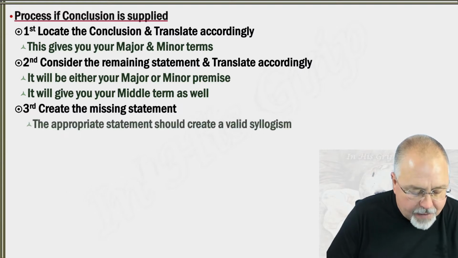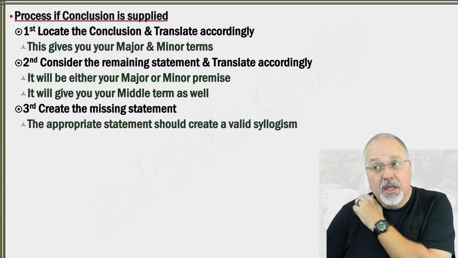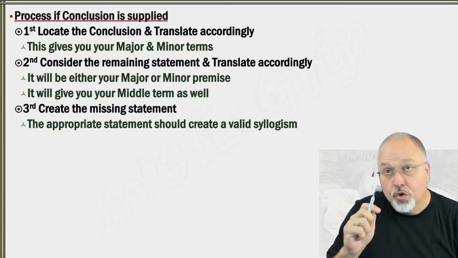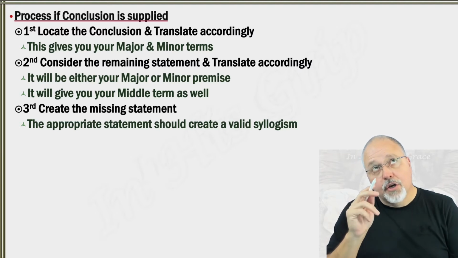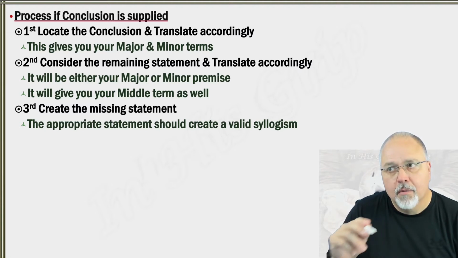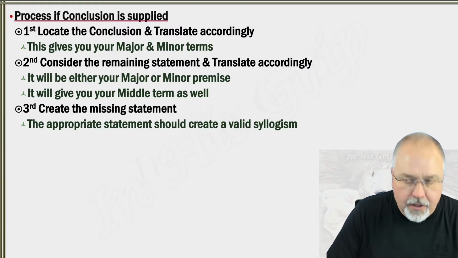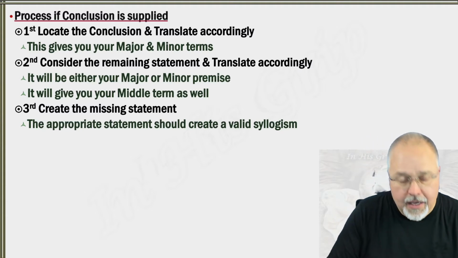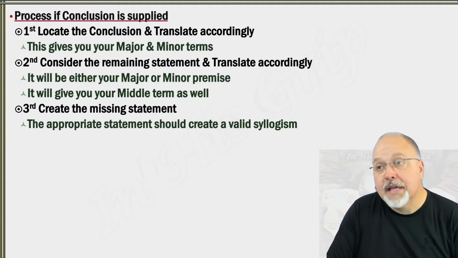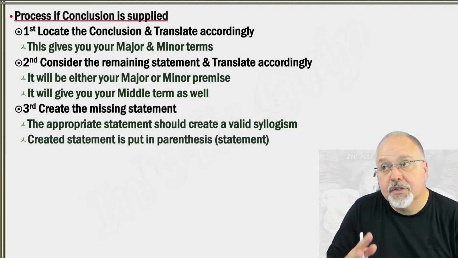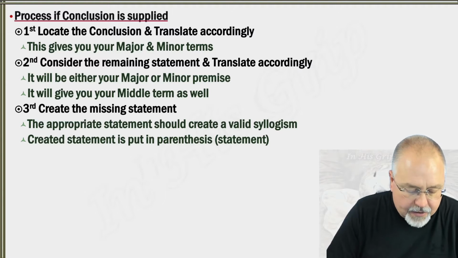Third, create the missing statement. The appropriate statement should create a valid syllogism. This is the real challenge: in your construction of the argument, because one of the statements is not provided, you should be able to put it in a form that makes this syllogism valid. Okay? And save yourself the work, because if it was invalid, you'd have to do a counterexample anyway. So the created statement we put in parentheses just to mark it off and to show that that is the statement.